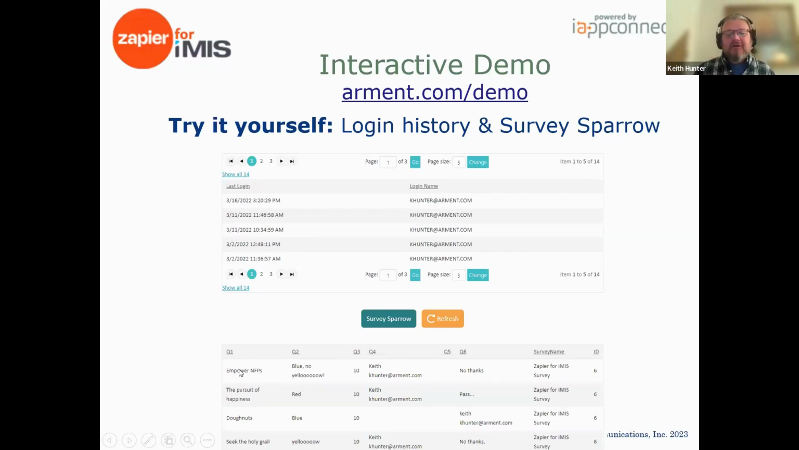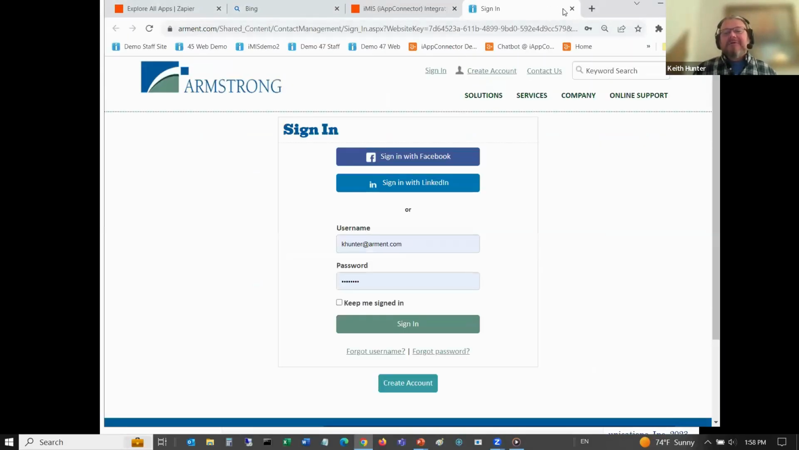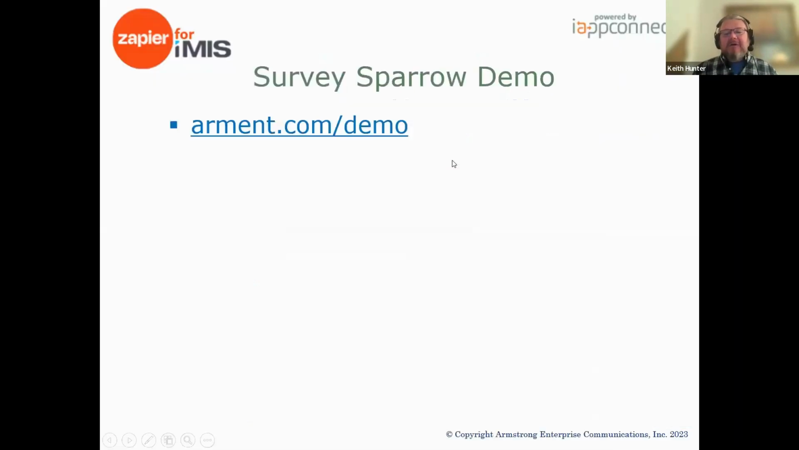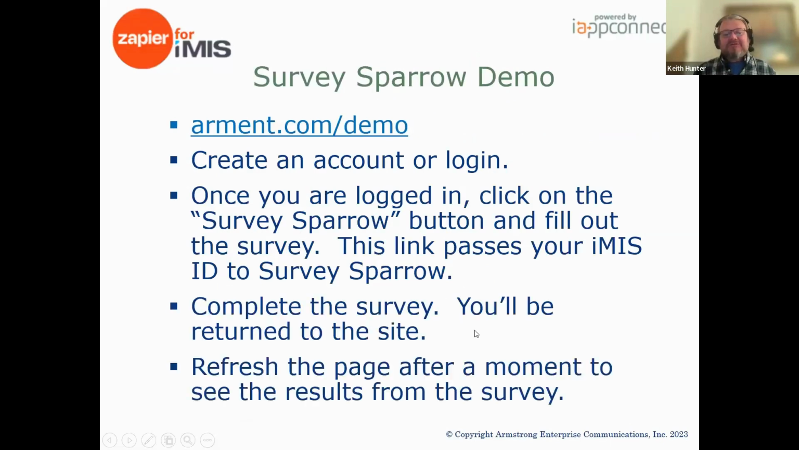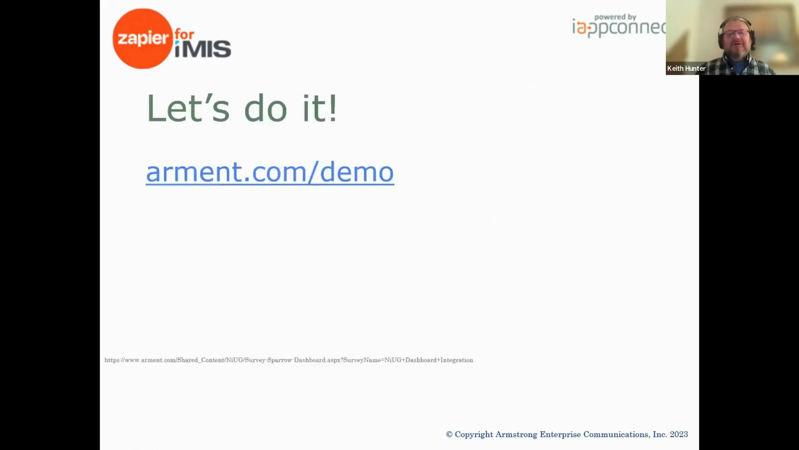And I've also got all of my survey history here in another table as well. So let's do this. Go to armint.com/demo. Follow along with me. Click on that link and you'll be taken to this page. What you'll do is create an account and then click the Survey Sparrow link, complete the survey. And then remember, this is a near real-time integration. The integration happens within a minute. So you'll need to refresh the page to do that.